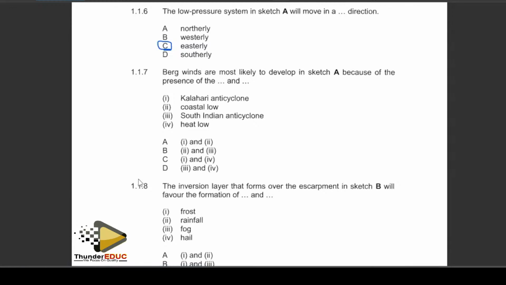The Berg winds, they form from the interior, here we know the shape of the landscape of South Africa, right? The sea is there, and this is our coast. And this is our interior. We are on a plateau here. And remember, we have an escarpment.